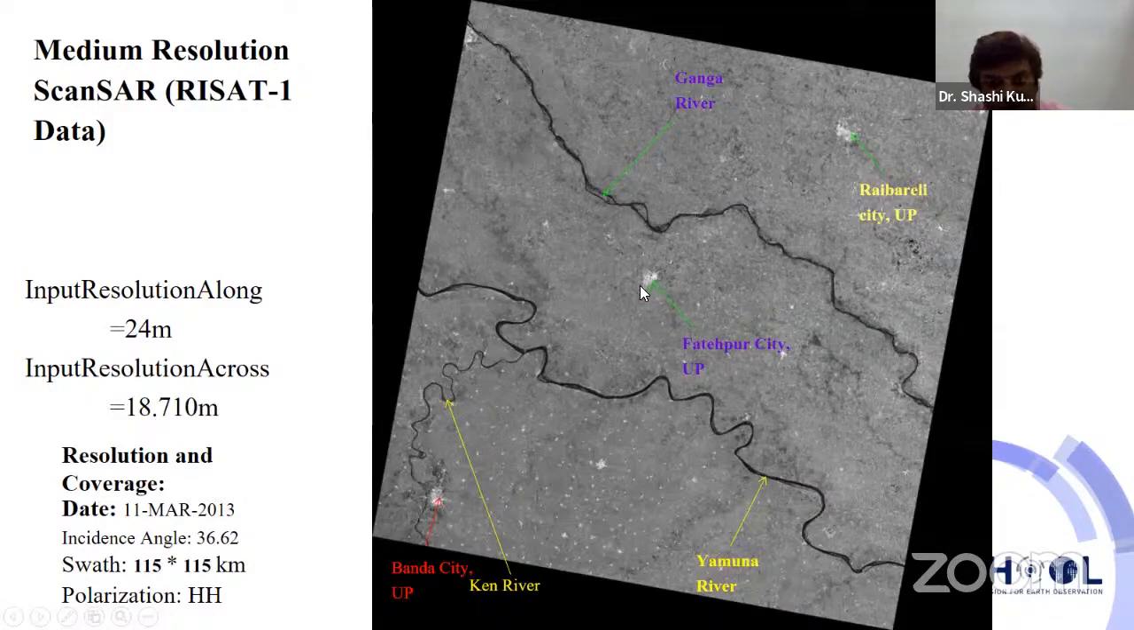Here you can see there is one city, Fatehpur city. This city could also be seen, appearing as a very bright patch, because there will be high scattering. When the electromagnetic waves are transmitted by the sensor towards targeted objects like buildings, the waves hit the target, scattering takes place, and a high backscatter amount is received by the sensor, so these kinds of features appear very bright. The agricultural land and the vegetation covered area show moderate to dark scattering based on the scattering from these features.